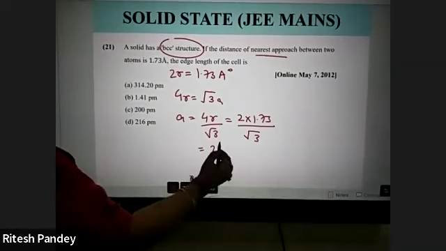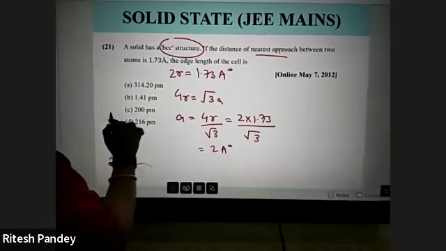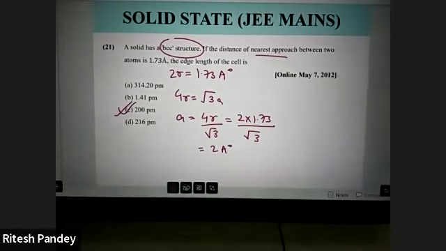So if it is 2 picometer, if it's 2 angstrom, it could be very well written. 21C looks good. 21C looks good.